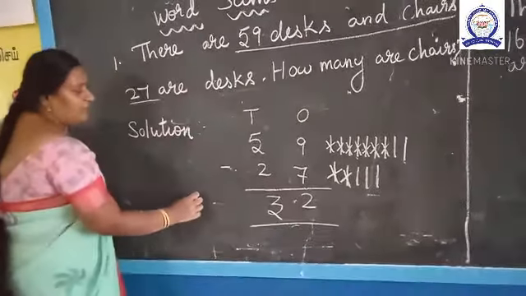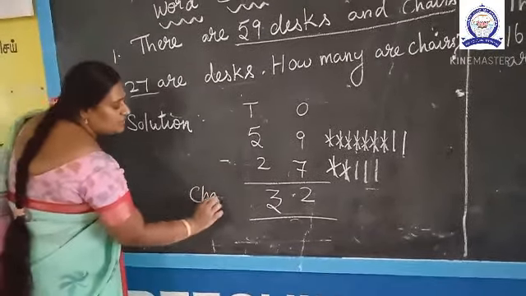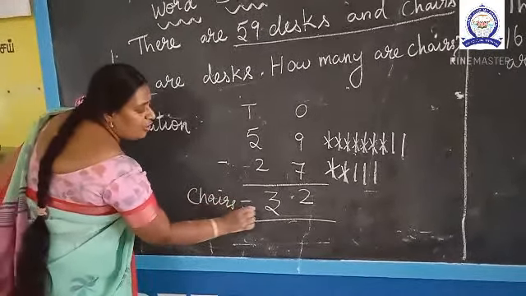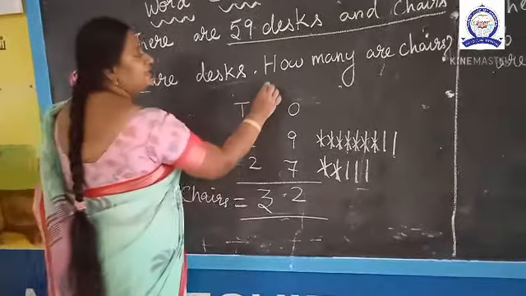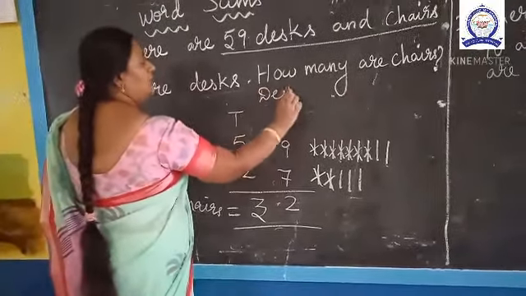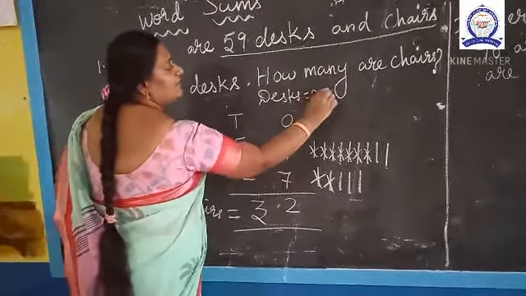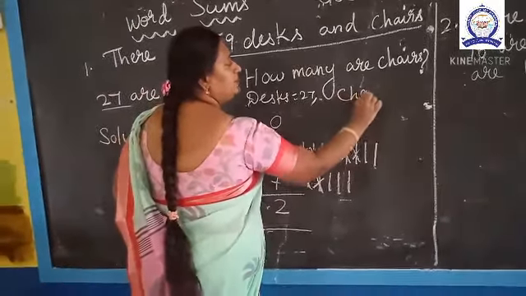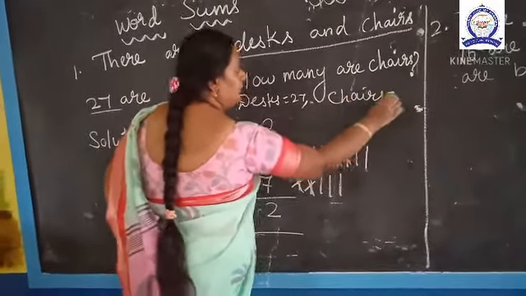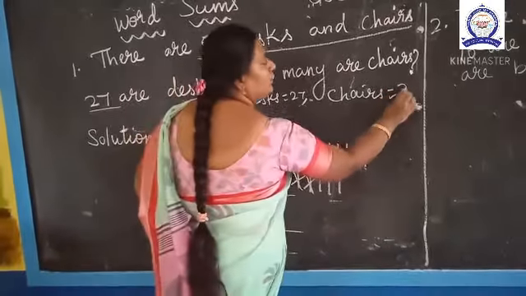So chairs எவ்வளவு இருக்கும்? How many chairs? 32. Desks எவ்வளவு? Desks வந்து 27. Chairs, how many chairs? 32. Okay?